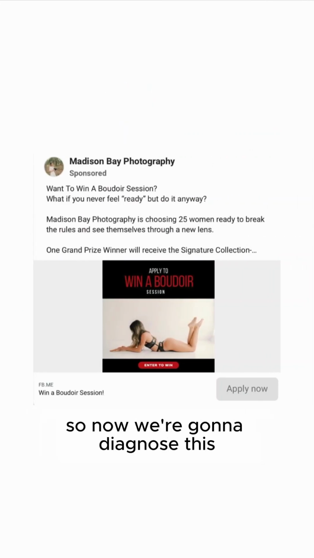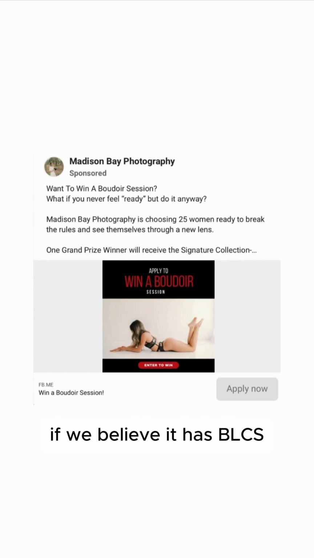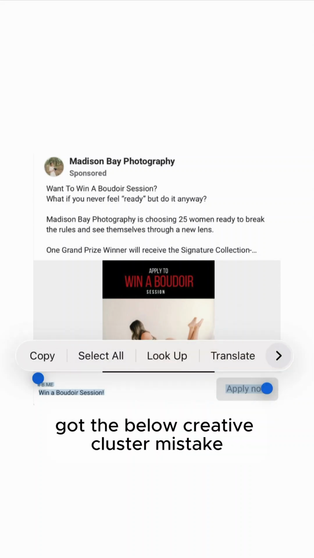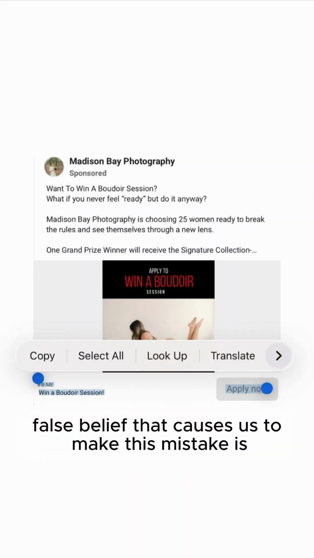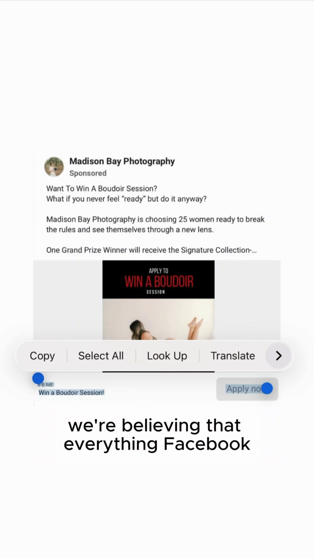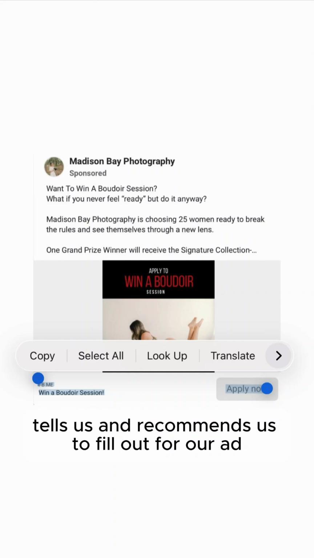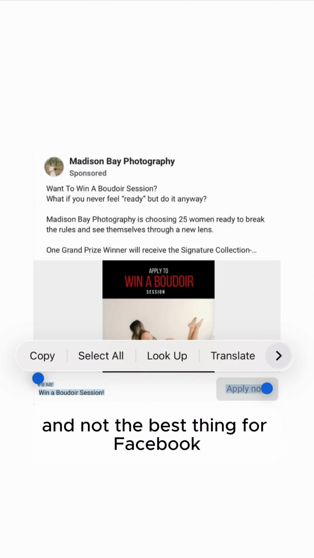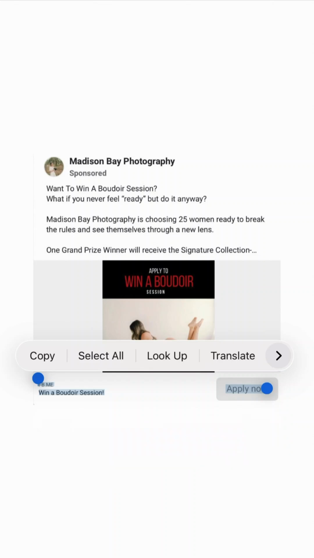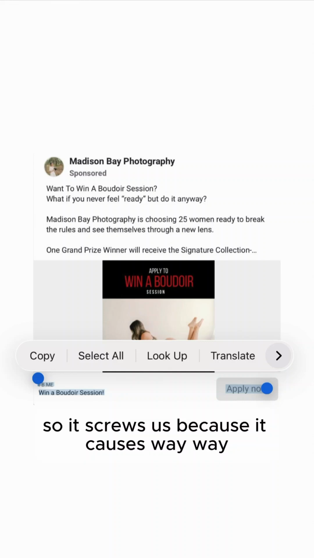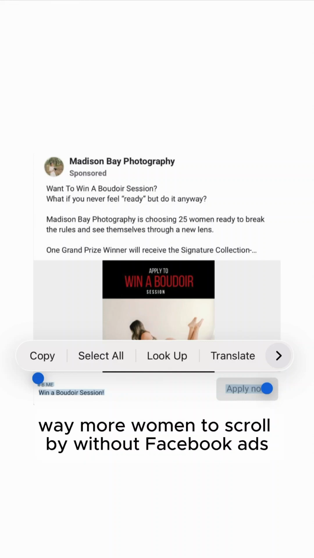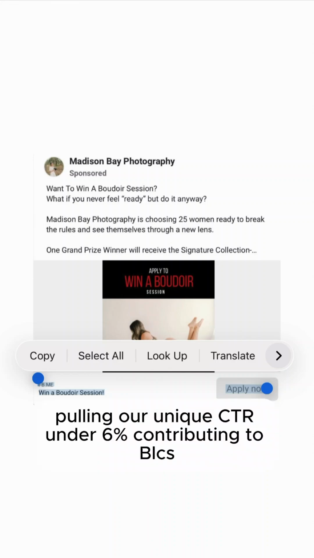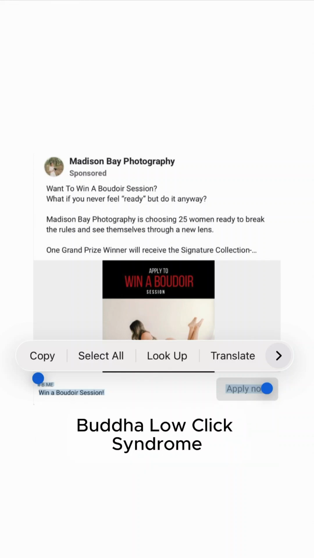All right, so now we're going to diagnose this if we believe it has BLCS, Boudoir low click syndrome. First thing I'm seeing, got the below creative cluster mistake. The false belief that caused us to make this mistake is we're believing that everything Facebook tells us or recommends us to fill out for our ad is the best thing for us to fill out and not the best thing for Facebook when we fill it out. So it screws us because it causes way more women to scroll by our Boudoir Facebook ads than necessary, pulling our unique CTRL under 6%, contributing to BLCS, Boudoir low click syndrome.